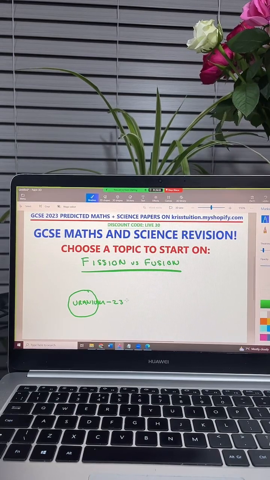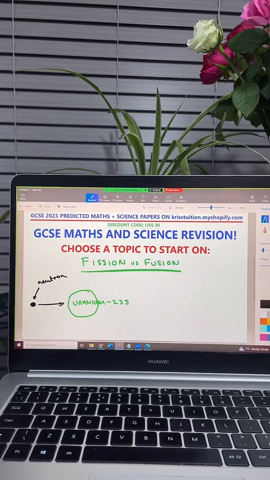I think uranium's 235 if I remember correctly. So I've got uranium-235 here, okay? Now, at this uranium-235, I'm going to have a neutron being fired here. So this is a neutron, and this neutron is fired at this uranium.